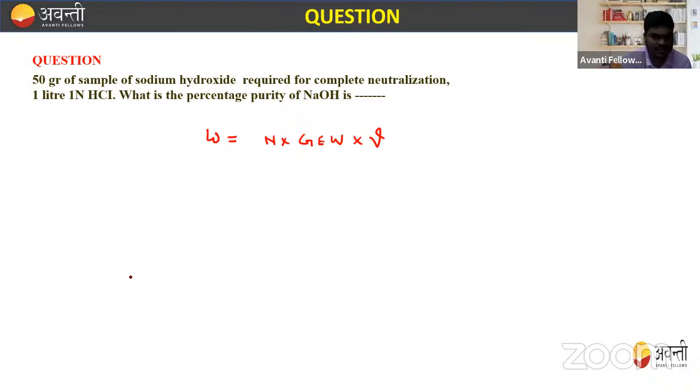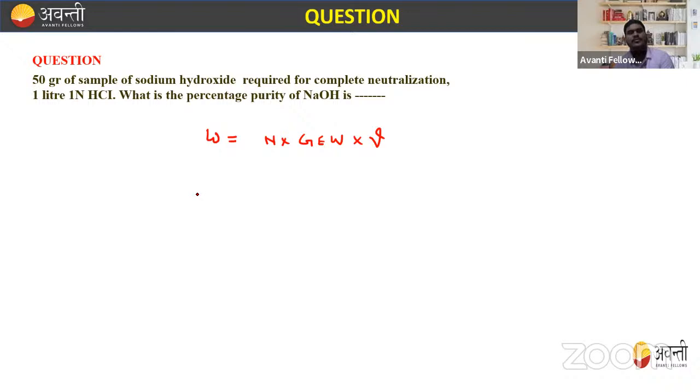What is the percentage purity of NaOH? So you have to calculate the percentage purity of NaOH only. How will you calculate, beta? Can anyone tell me? How will you calculate this? If weight is equal to normality into gram equivalent weight into volume, then you can calculate volume now. How will you calculate volume?